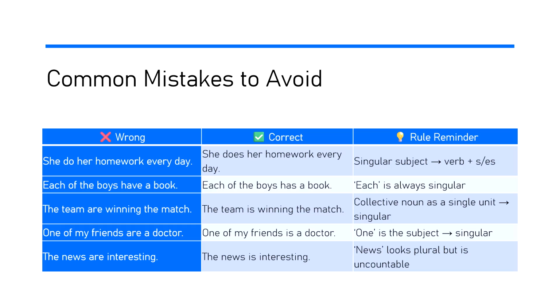And finally, the news are interesting. Although news looks plural, it is actually uncountable. So the right sentence is the news is interesting. If you can spot and correct these five types of errors, you will easily score full marks in subject verb agreement questions.